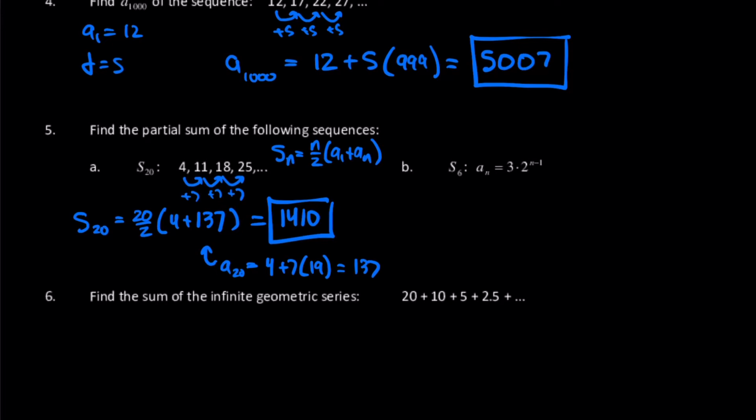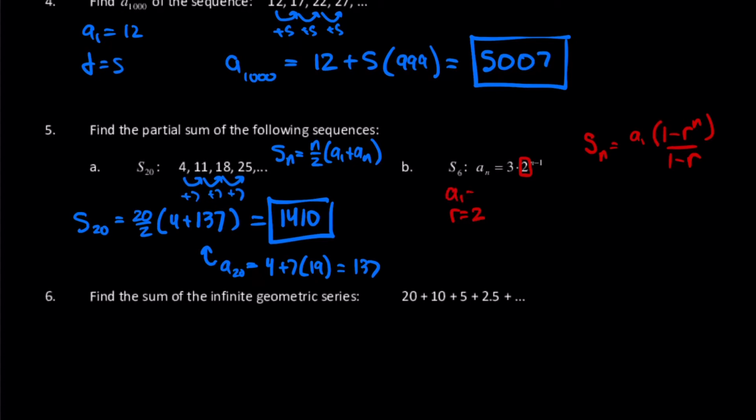Okay, the next one, B, I want to find the sum of the first 6 terms here, and it says a sub n equals 3 times 2 to the n minus 1. Well, I've got a sum formula for geometric series. S sub n equals a sub 1 times 1 minus r to the n over 1 minus r. So I need a sub 1 and I need r. Well, looking at this, I know r is going to be 2.